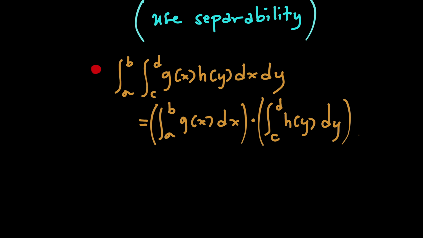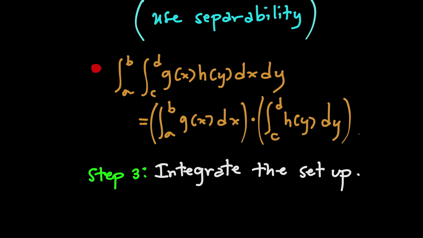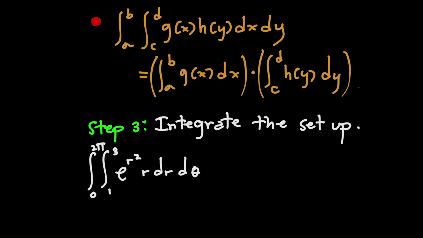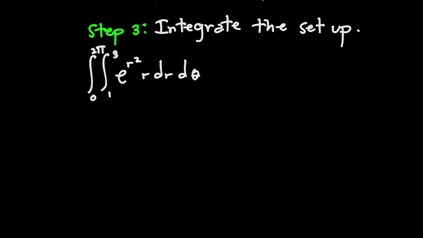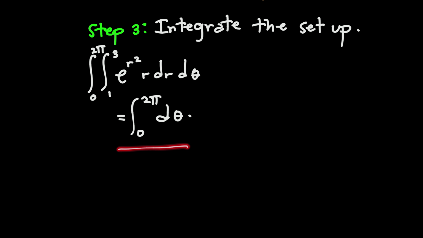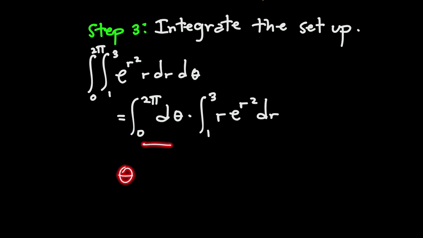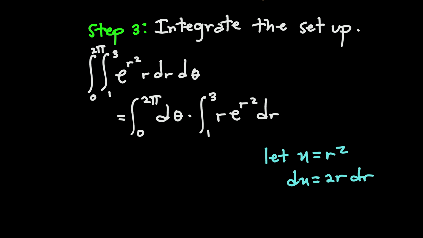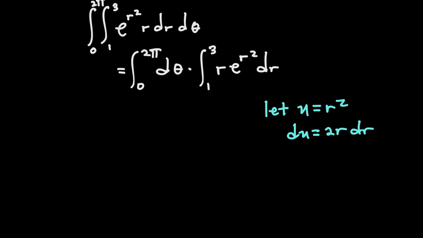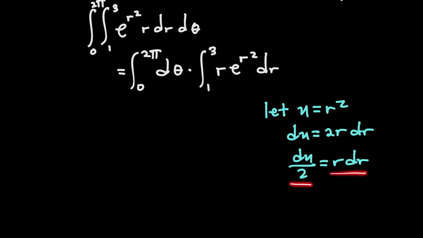Now, for step 3, we have to integrate this setup. So since we have this integral, then what we can do is simply separate this theta and then separate these terms of r. This one gives us theta evaluated from 0 to 2 pi, which gives us the value equal to 2 pi. And for this one, we let u equals r squared, so that your derivative du is equal to 2r dr. Dividing by 2 gives us this value for r dr.